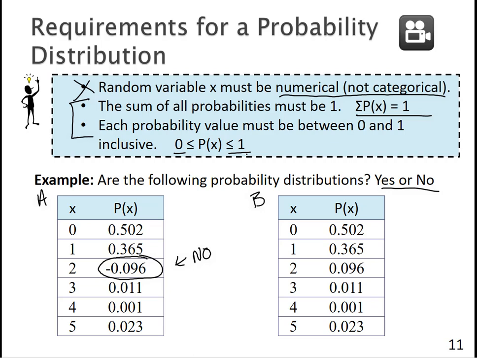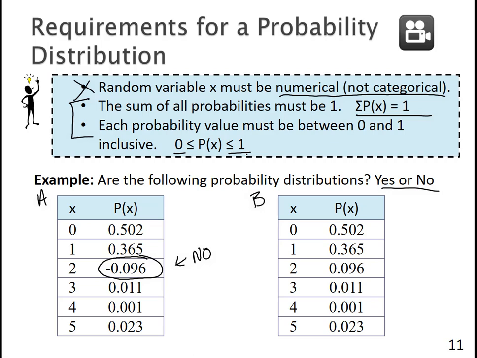Okay? So as you can see, maybe that second requirement is the easiest to check for. You simply check each P of X in your probability distribution and see if it's between 0 and 1. Really, mostly what you're looking for are values that are bigger than 1 or negative. All right, so let's look at table B. If you were to pause your video and go look at each of those probability values, you would see that each of them do satisfy that second requirement. Each one is between 0 and 1.